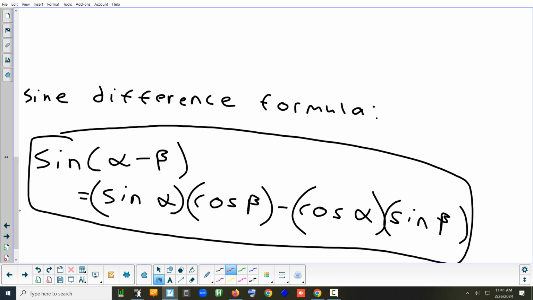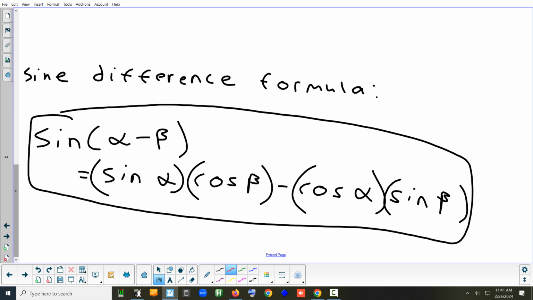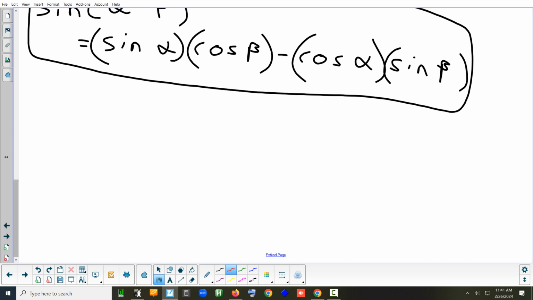So the sine of a difference is sine of the first, cosine of the second, and it's a difference, so then you'd have a minus. Cosine of the first, sine of the second. And technically, now that I've shown you all the sine and the cosine ones, you should be able to figure out this one.